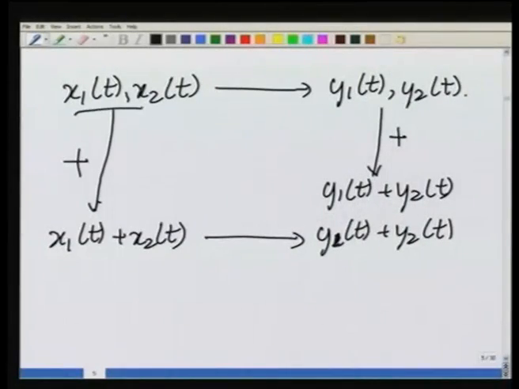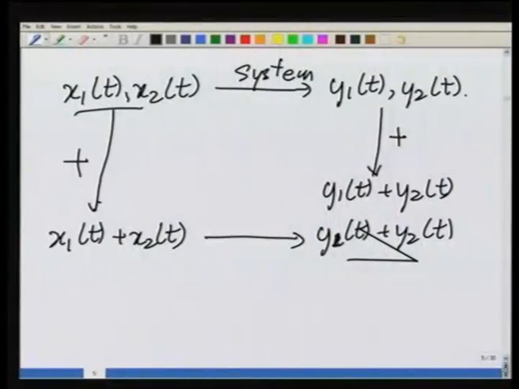In short, let us put it this way: the commutation diagram takes you from the input to the output in two different routes. In one route, you apply the system first and the linear operation later, in this case addition. So, you apply the system first and then the linear operation and check the output. Compare that with the other path through the commutation diagram, where you first apply the linear operation and then apply the system.